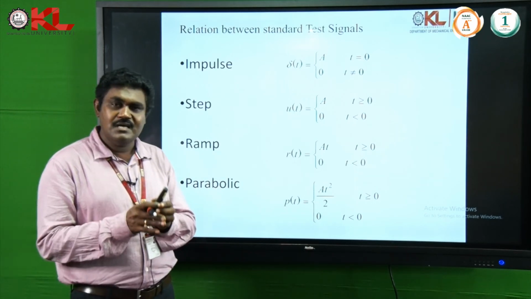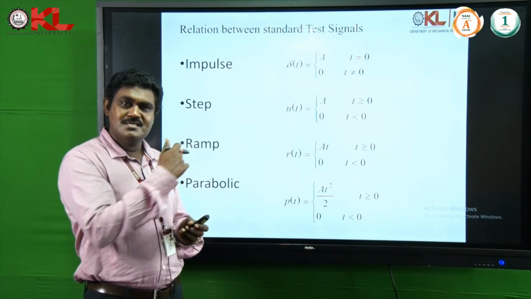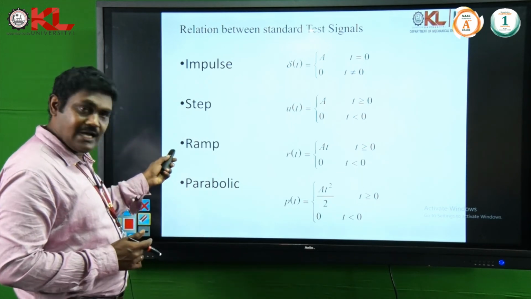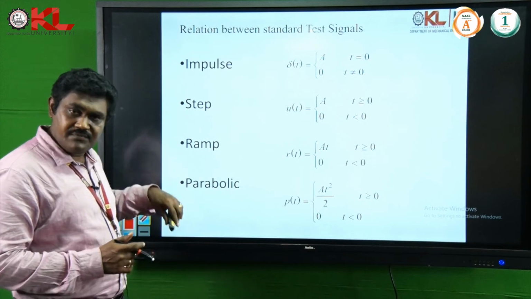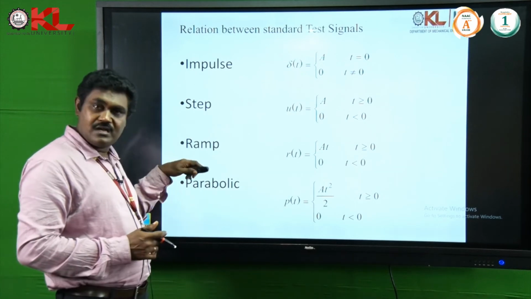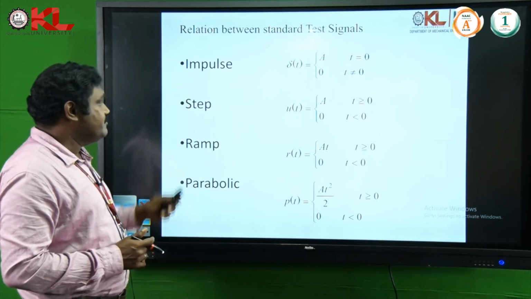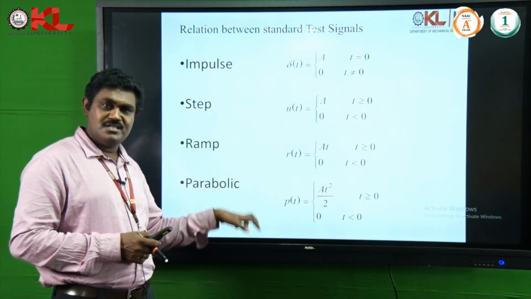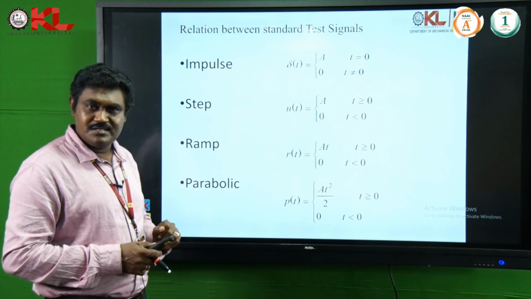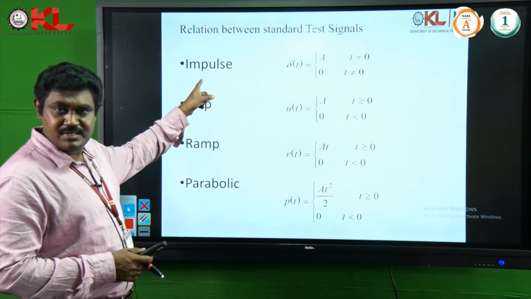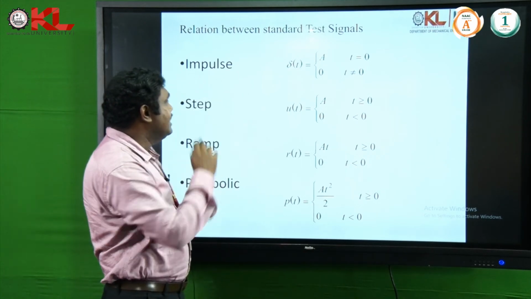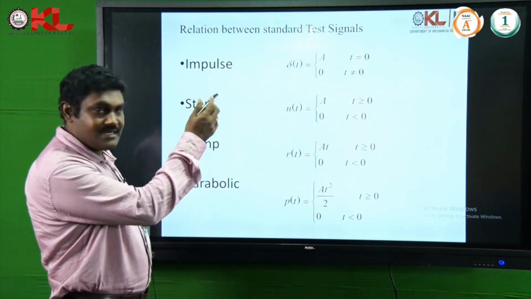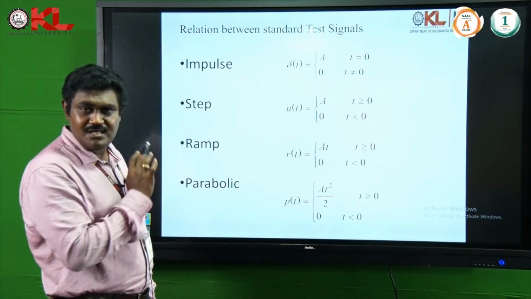So, what is the relation of these signals? From the impulse to the step, from the step to the ramp, and ramp to the parabolic, or from parabolic to the ramp, or ramp to the step, or step to the impulse, what is the relation? Just now we have seen all the mathematical equations of these 4 types of signals. The first signal is the impulse signal. Impulse signal is represented by delta of t is equal to A at t is equal to 0, and remaining it is 0.